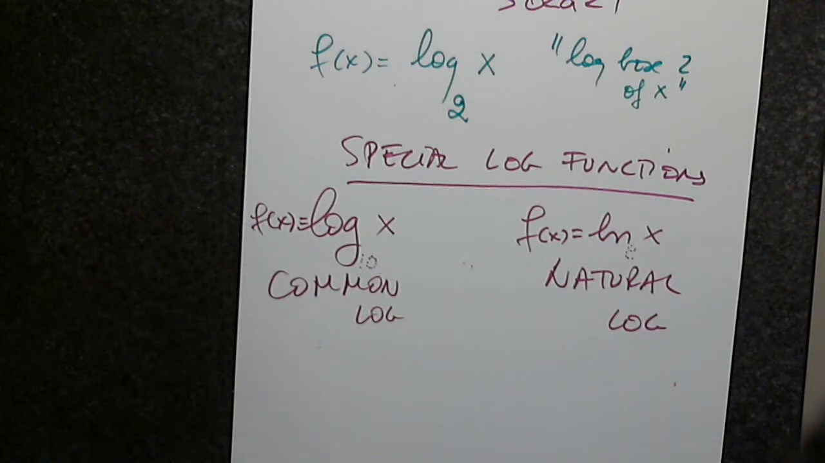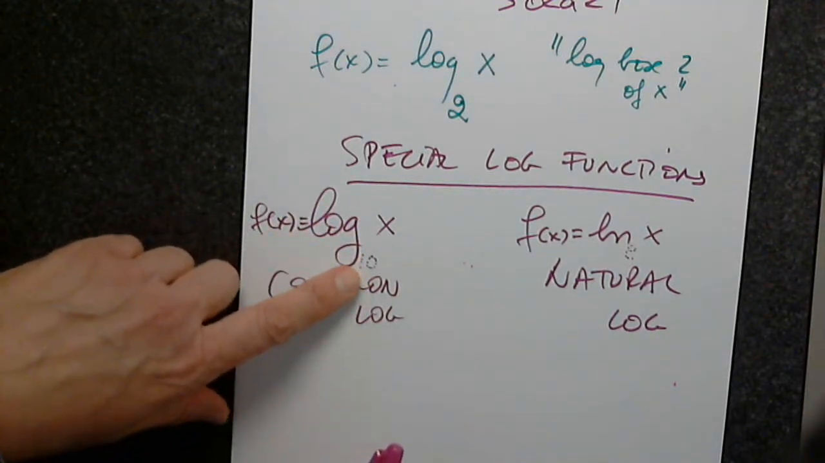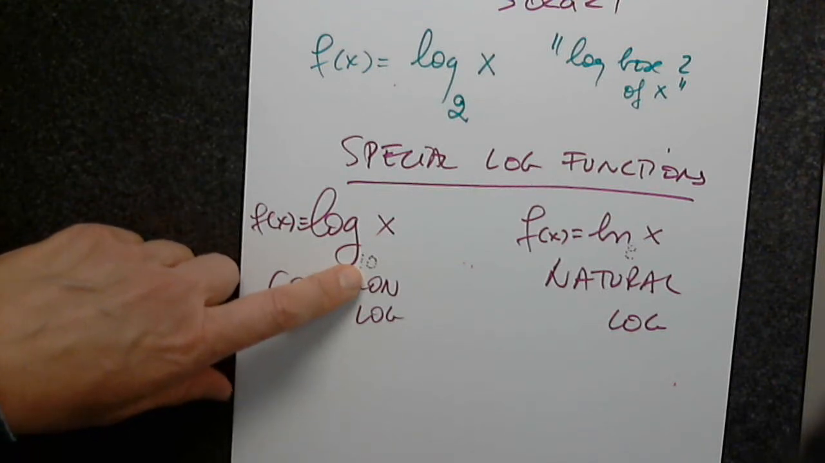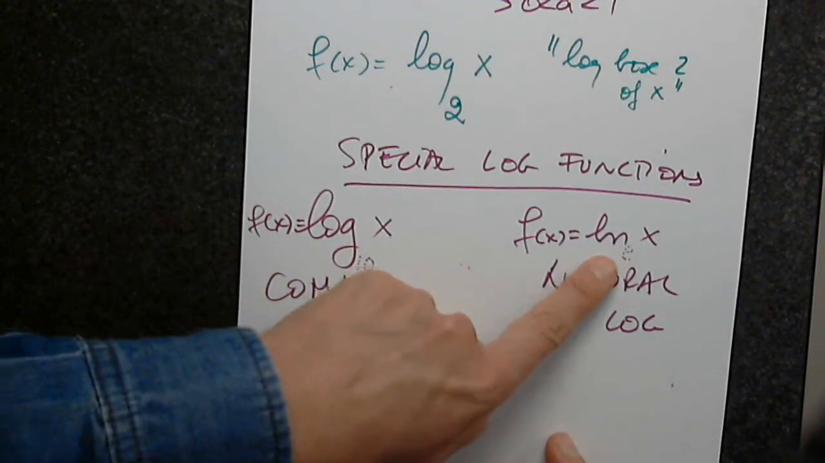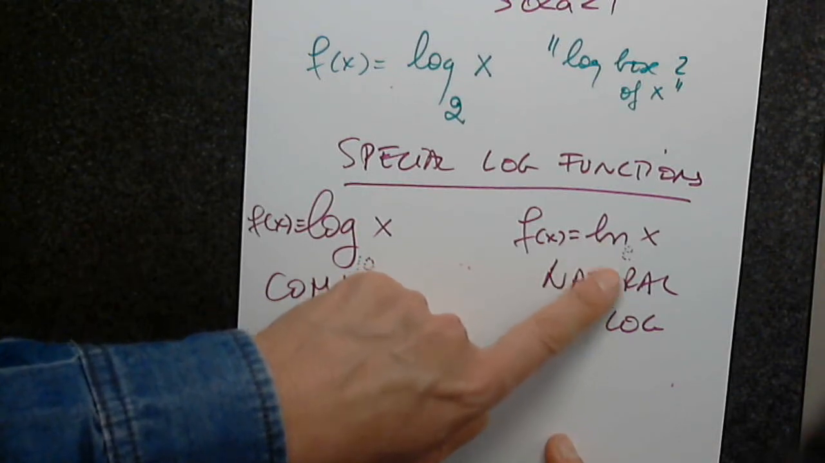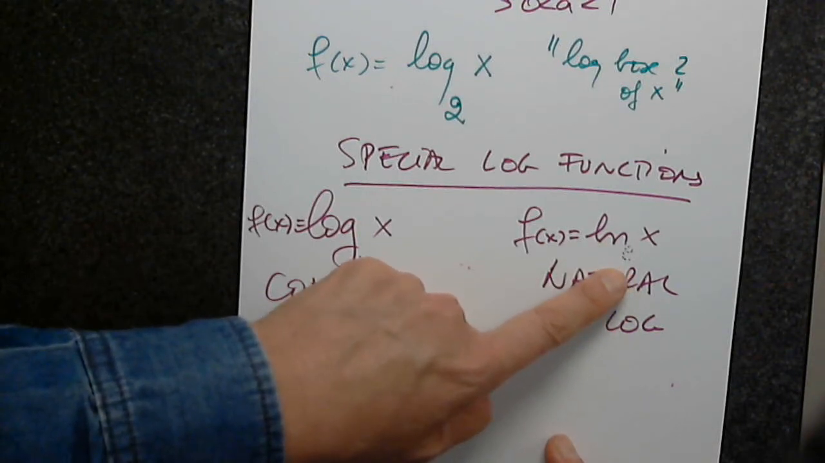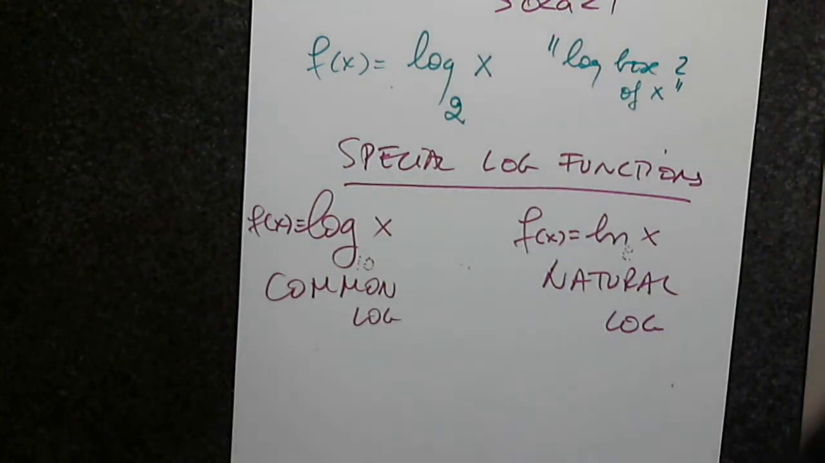So when we see log, it's the common log base. Yes, Priscilla? Log base 2 of x. How do we read this? Log base 2 of x. So log means base 10, but we don't write it. It's like with the square root. We know it's there, but we don't write the index 2. The same thing here. When we see ln, we know the base is e, but we don't write it. That's the convention.